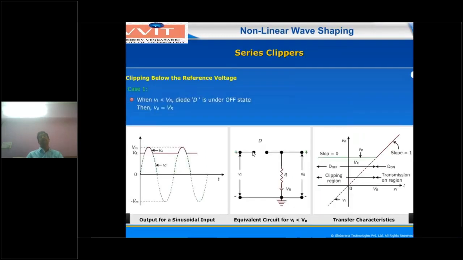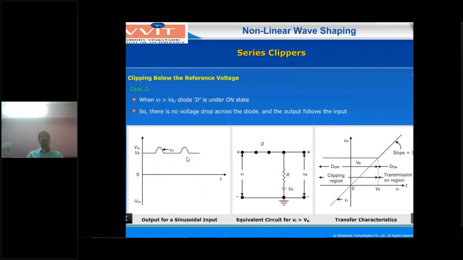Once it is an open circuit, the output voltage across the resistor and the reference voltage is V naught equal to VR. Look at the diagram: when the input voltage is less than the reference voltage, the diode will be off. So V naught is in parallel with VR, and the output voltage equals VR only. This line is called the less than VR voltage.